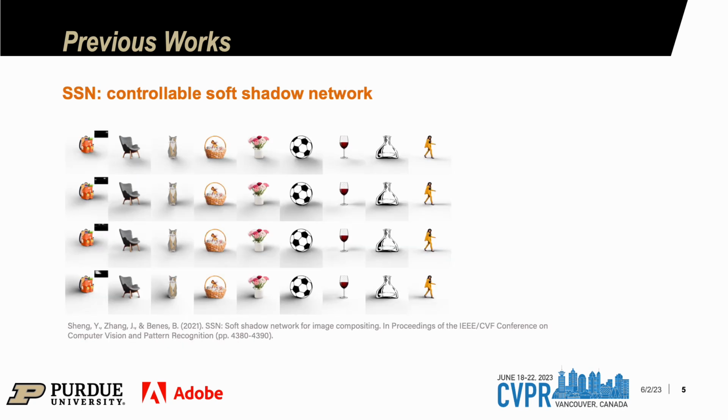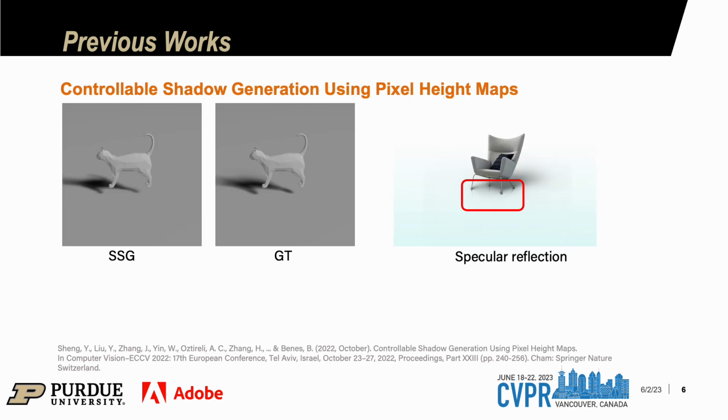Previous work SSN addresses the controllability problem. However, it assumes the shadow receiver is a ground plane and objects are standing on the ground. A follow-up work, SSG, addresses the limitations of SSN. SSG can render shadows for general surfaces. And they propose a method to render specular reflection based on their proposed pixel height representation.